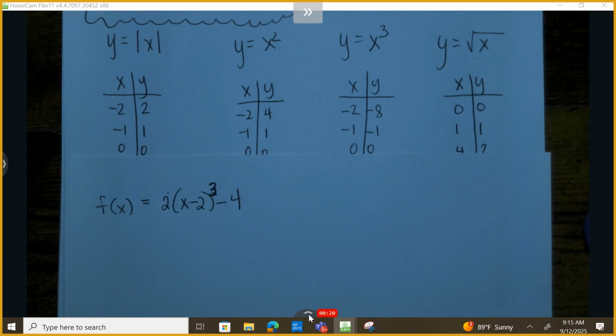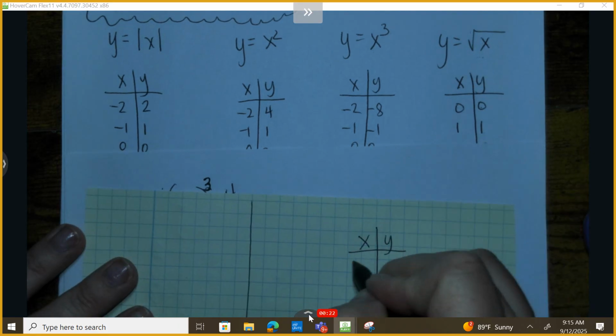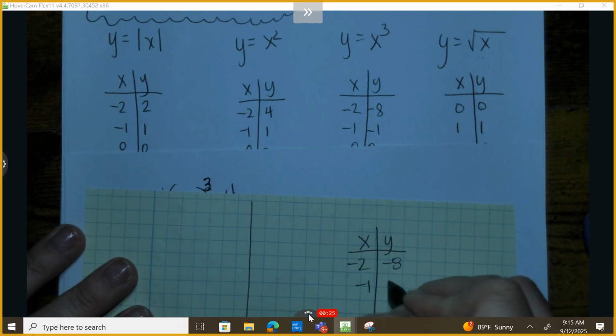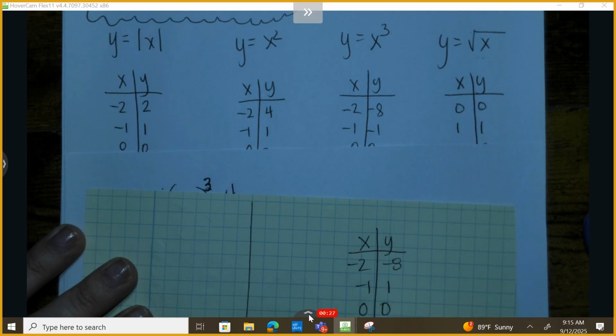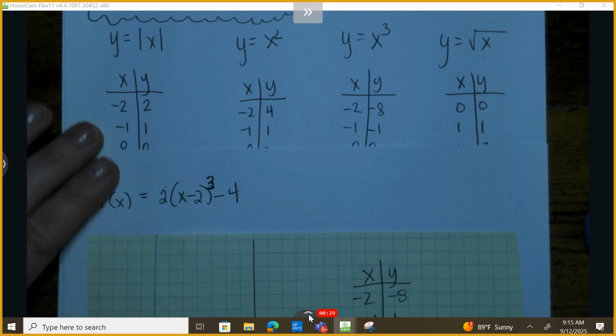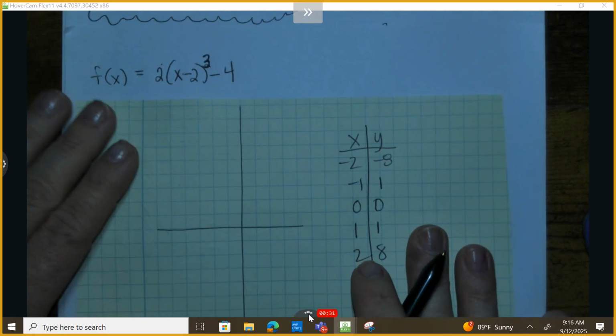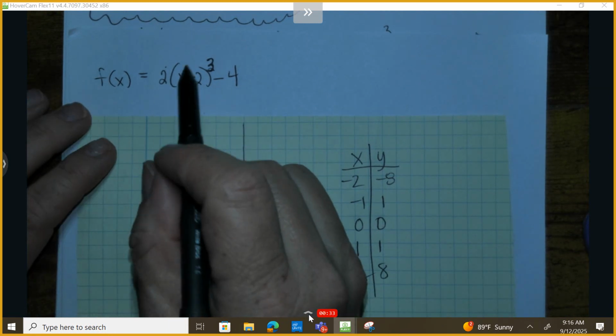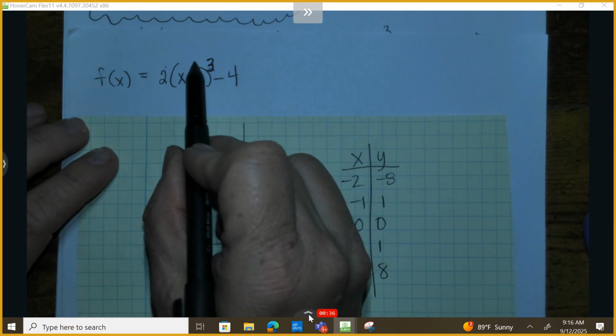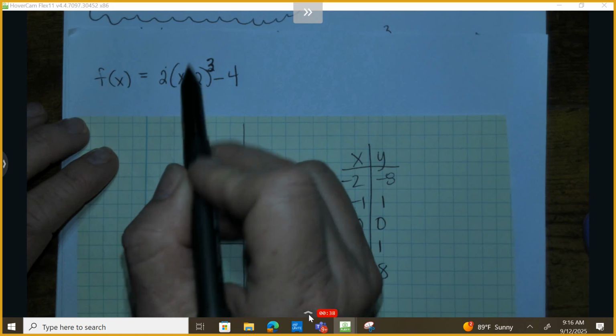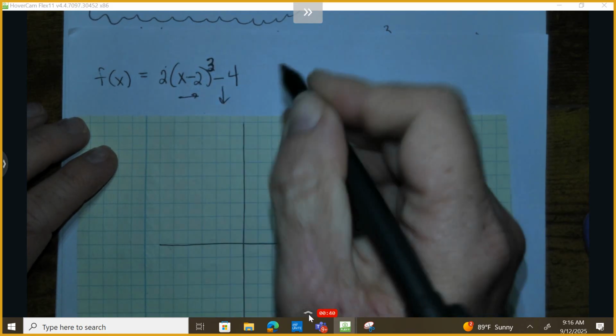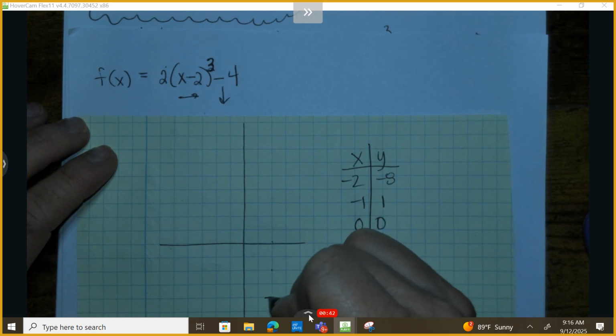This is cubic now. So I'm going to come and write down what we have: (-2, -8), (-1, 1), (0, 0), (1, 1), and (2, 8). Okay, are you ready? So let's look at this. I always start with the translation, in terms of what we are moving: left, right, up, or down. This is a horizontal shift to the right 2 because it lies to us, and down 4. Right 2 and down 4. I've taken care of it.